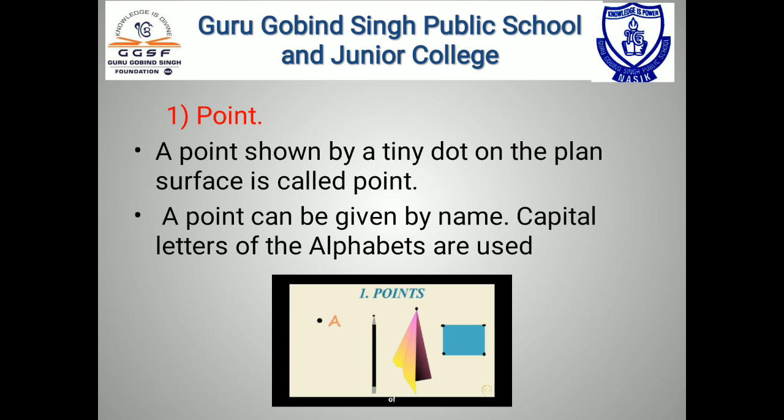In the second figure, we have a point of a pencil. In third, the point of a cone. And fourth, there are 4 points of a square. Simply, point is nothing but a tiny dot.